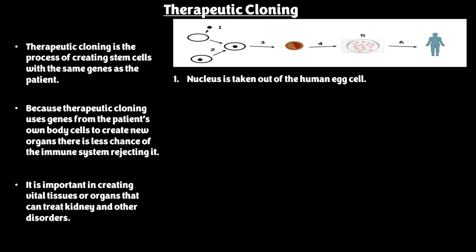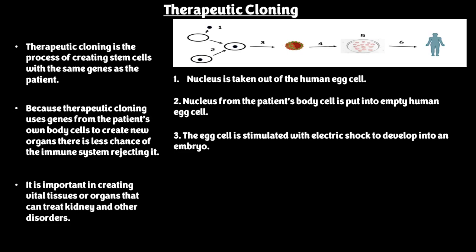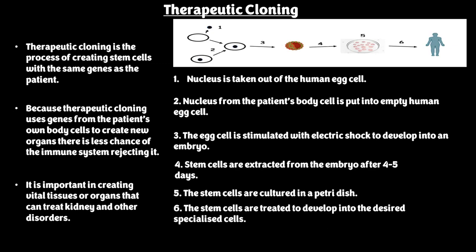So in stage 1, step 1, the nucleus is taken out of the human egg cell, and the nucleus from the patient's body cell is put into the empty human egg cell. The egg cell is stimulated with electric shock to develop into an embryo. The stem cells are extracted from the embryo after 4 to 5 days, and the stem cells are cultured in a petri dish. They are then treated to develop into desired specialized cells.